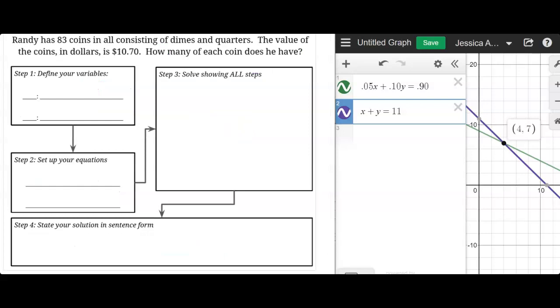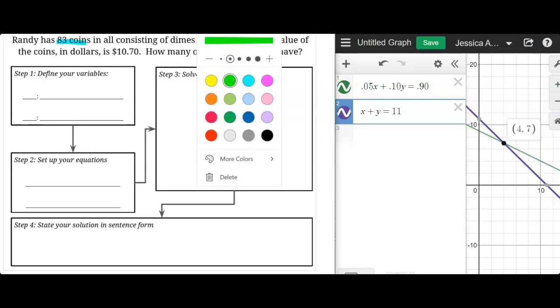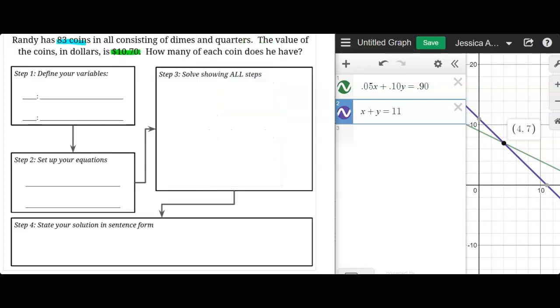Doing this last problem, Randy has 83 coins in all consisting of dimes and quarters. The value of coins in dollars is $10.70. How many of each coin does he have? So my important information is my number of coins, the fact that I have $10.70 in coins, and the coins that I have. I want to know how many of each that he has. So X is going to be dimes for 10 cents, and Y is going to be quarters for 25 cents. I will then set up my equations.